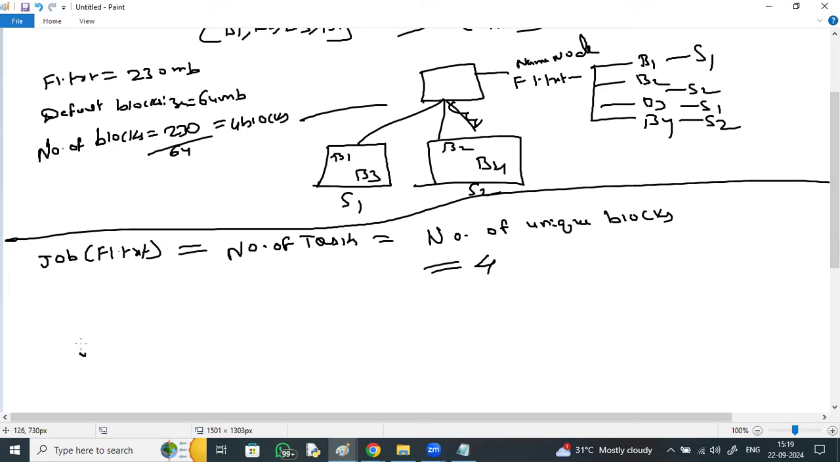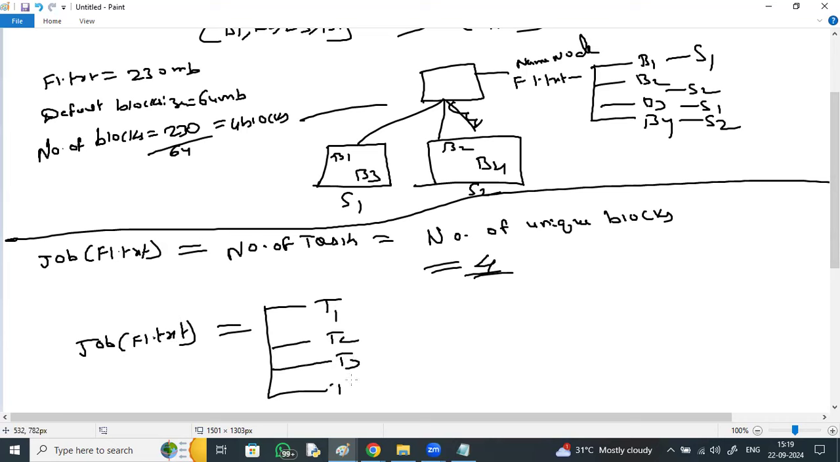The job to process f1.txt is divided into 4 tasks. Can you see here, 4? T1, T2, T3, T4. Yes.